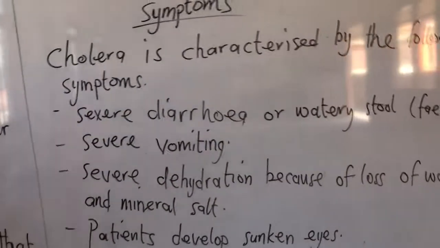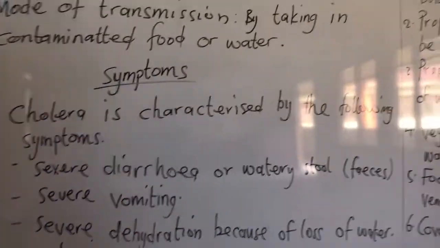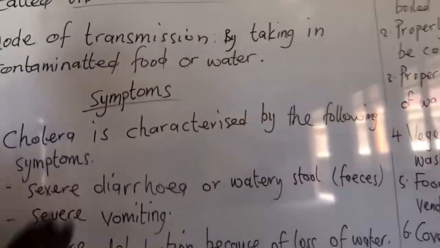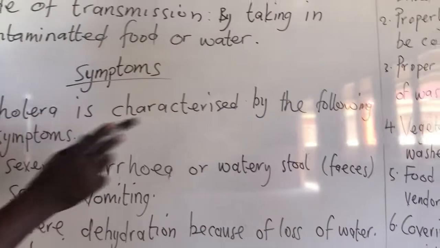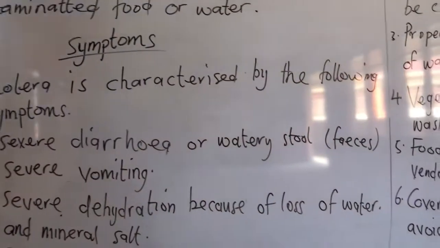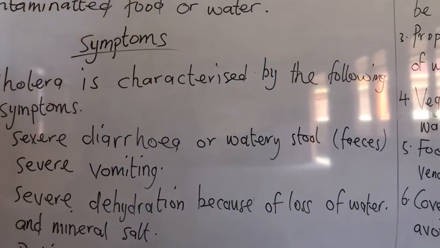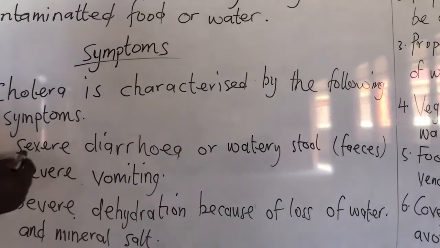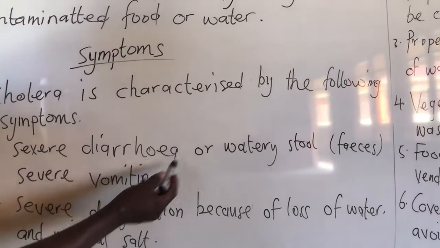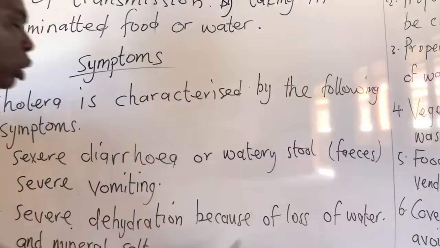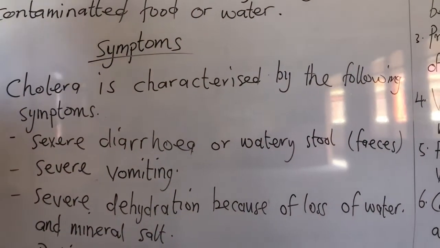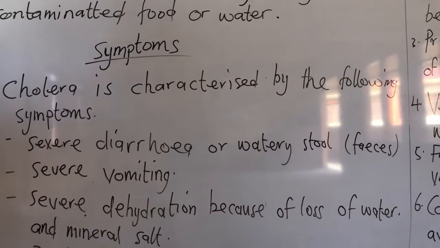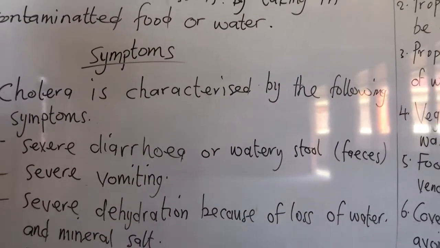Let's now talk about some of the symptoms of cholera. Cholera is characterized by the following symptoms. For you to know that someone has gotten cholera, the person will have severe diarrhea or watery stool. If it's the watery stool, I think that one you will understand easily. Severe diarrhea means the person is going to the washroom very frequently.